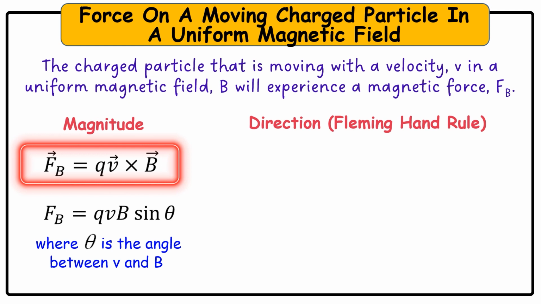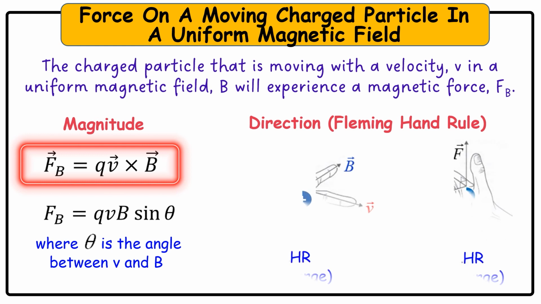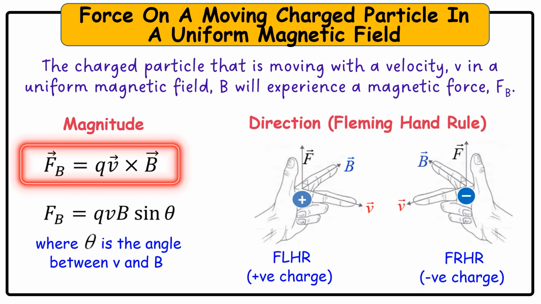For the direction of magnetic force, we will use the Fleming rule. Referring to the Fleming rule, the thumb represents the direction of magnetic force, the index finger represents the direction of magnetic field, and the middle finger represents the direction of velocity. Fleming's left-hand rule can be used to identify the direction of magnetic force for a positive charge moving in the uniform magnetic field, and Fleming's right-hand rule is for the negative charge.